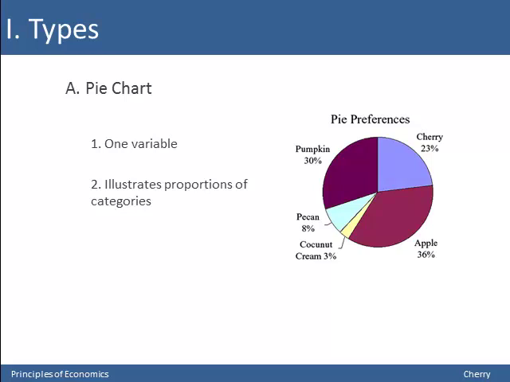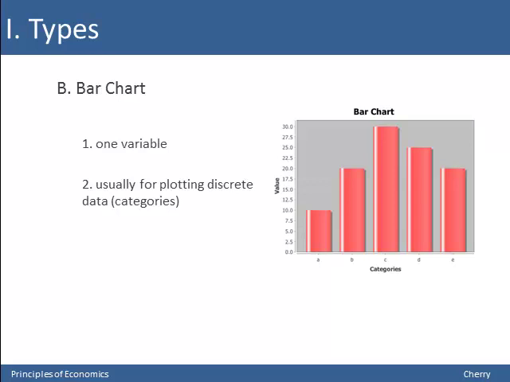The first one we're going to review is the pie chart, and we've seen this before obviously, but the issue that I want to point out is that the pie chart generally focuses on one variable, and in particular it illustrates the proportion of categories of that variable. Second type is a bar chart, and again we've seen this before, but the issue I want to point out is that generally it's also used for one variable at a time.